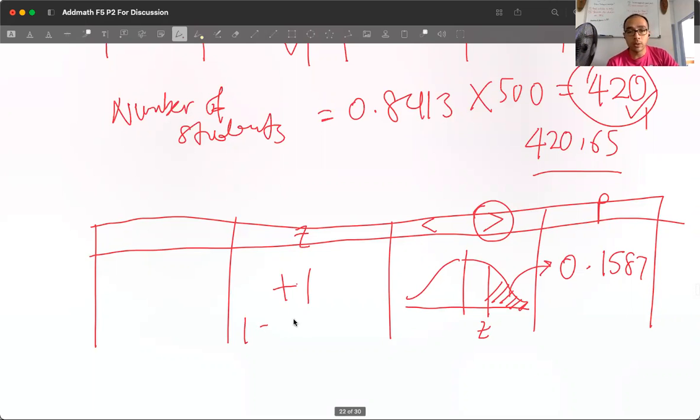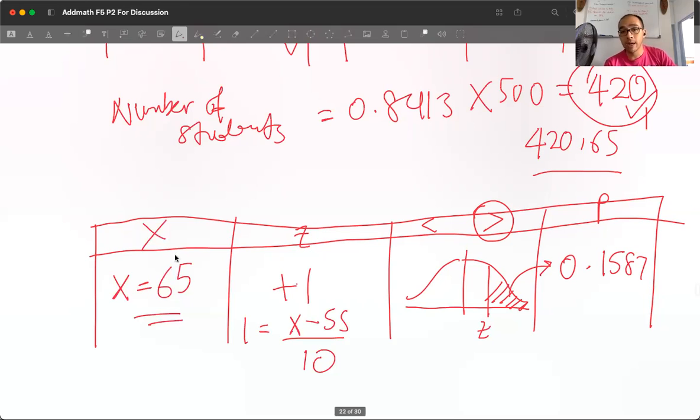Okay, so positive 1. So we can calculate back lah. 1 equals x minus 55 over 10, and you will get x equals 65 marks. Okay, x equals 65 marks. So where does the mark come in? This is 1 mark, this is 1 mark, this is 1 mark. Getting positive 1 is 1 mark. Substituting into the Z score formula is 1 mark. And then getting the score x is 65 is 1 mark. Okay, not bad lah. You can get distinction with 65 marks. So nice. Okay, so 10 easy marks.